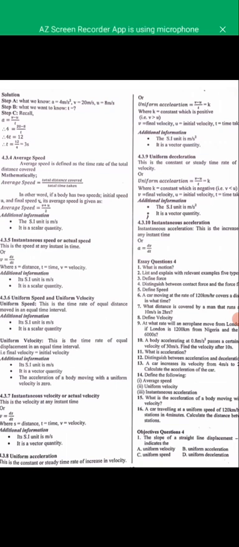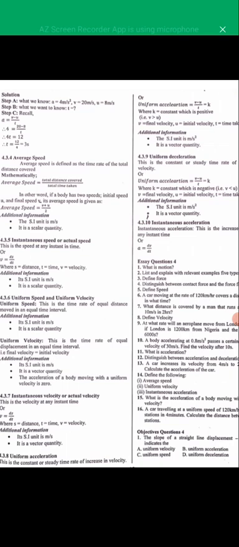These are the basics. All these form the equations of motion. We have basically three equations of motion. The fourth one, we use it once in a while. The first is S equals V plus U over 2 times T. You can take it down. The second one, V equals U plus AT. The third one, V square equals U square plus 2AS. And the fourth one, S equals UT plus half AT square.